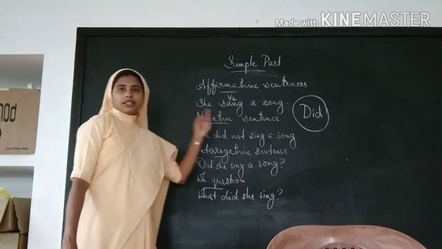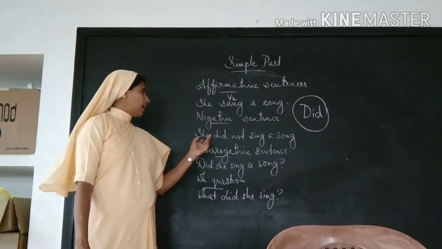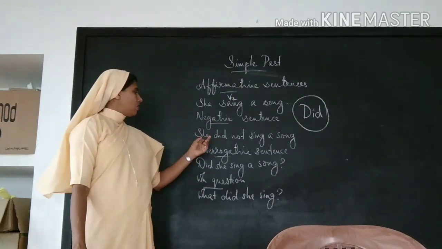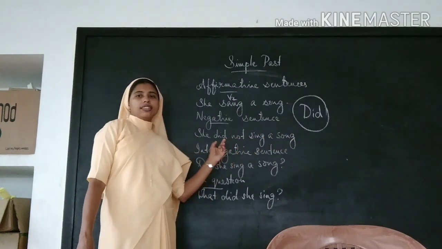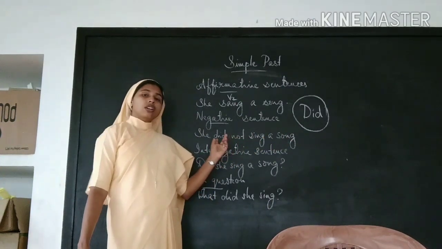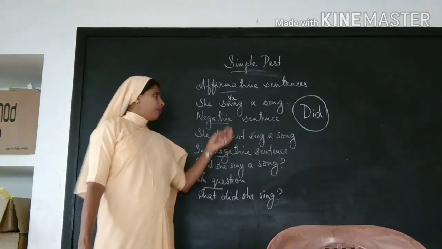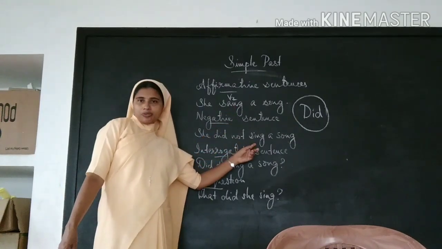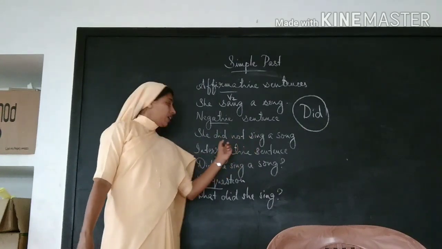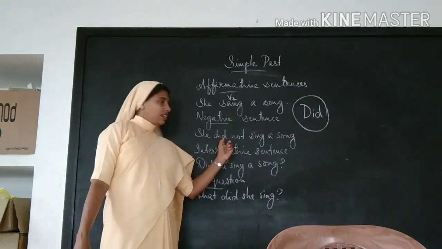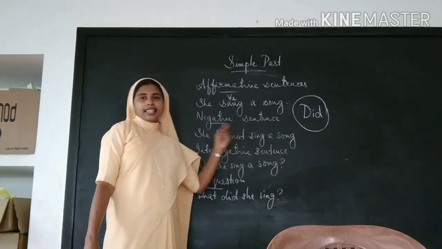Okay, same sentence, let's make it into a negative sentence. She did not sing a song. What's the change that took place when you made it into a negative sentence? It means sang became sing. Why? Already it is past because we have used did here. Did sing is equal to sang.